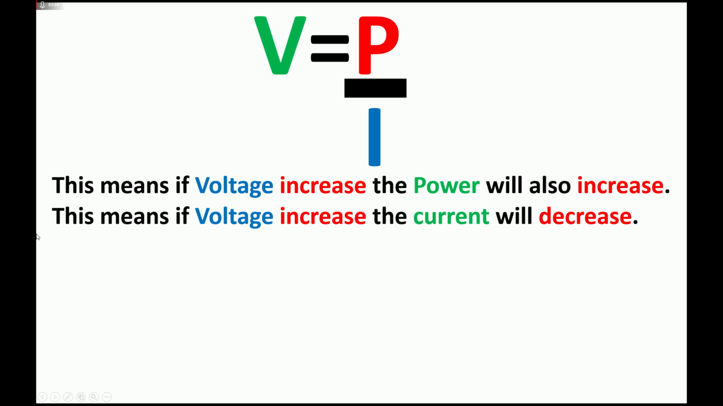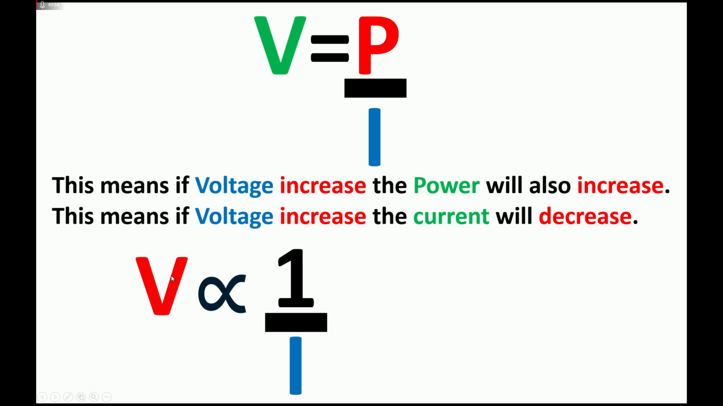Now this is strange because Ohm's law says that V is equal to IR. If the voltage increases, the current must increase. But V is proportional to 1 over I only in case the power is constant. In case of Ohm's law, if the resistance is constant, then V is proportional to I. In this case, V is inversely proportional to the current I only in case the power is held constant. I will show you how.